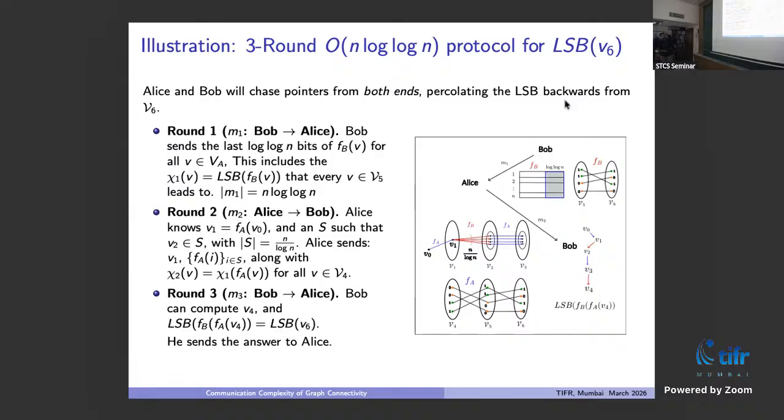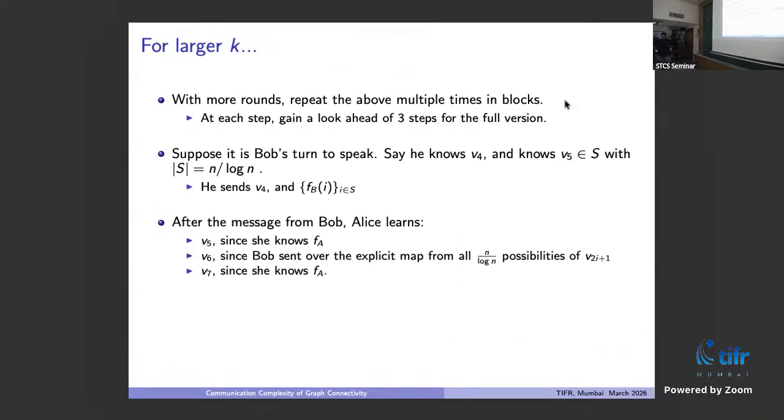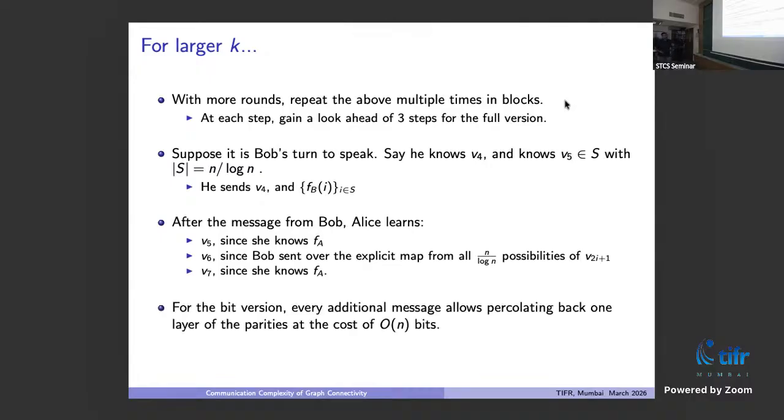Okay. So notice that a 3-round protocol with n log n bits of communication makes it possible for Alice and Bob to determine the least significant bit, or the parity, of V6. So whether V6 is even or odd. And you can chain this together in blocks to get a lookahead of 3 in every step. Okay, so I won't go over this detail. It's relatively natural to do: the same thing repeated again and again in blocks of 3.